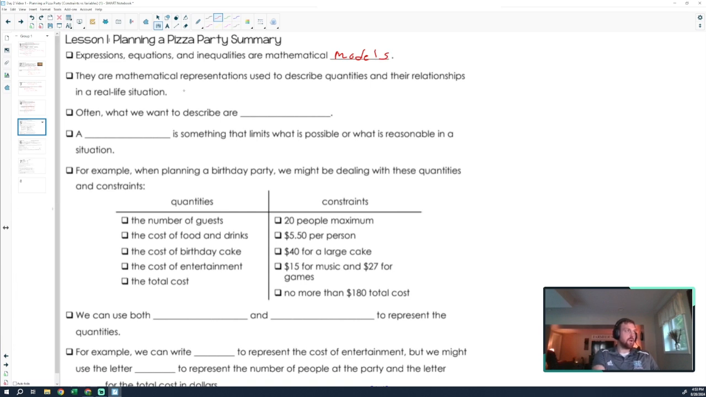They are mathematical representations used to describe quantities and their relationships in a real situation, which we've already talked about. Often, what we want to describe are constraints, right? We want to know our limitations, what our values can and cannot be. And a constraint is something that limits what is possible or what is reasonable in a situation.